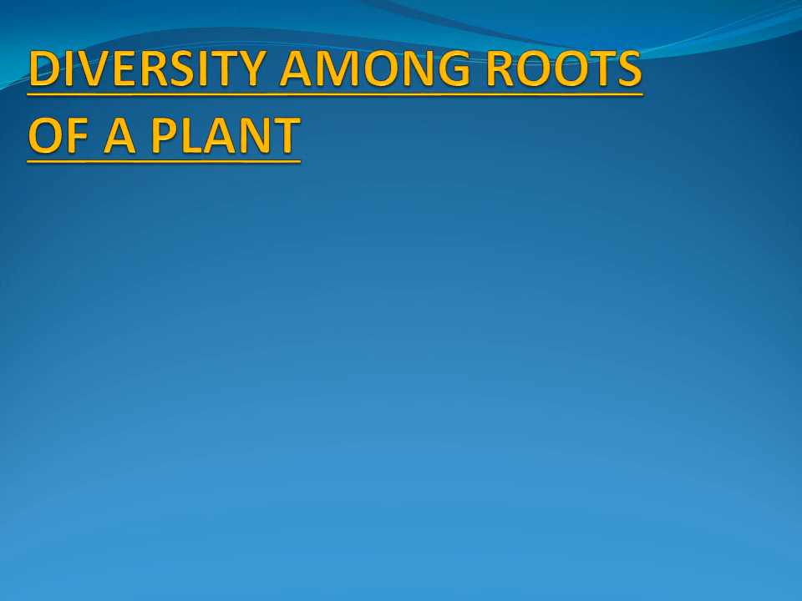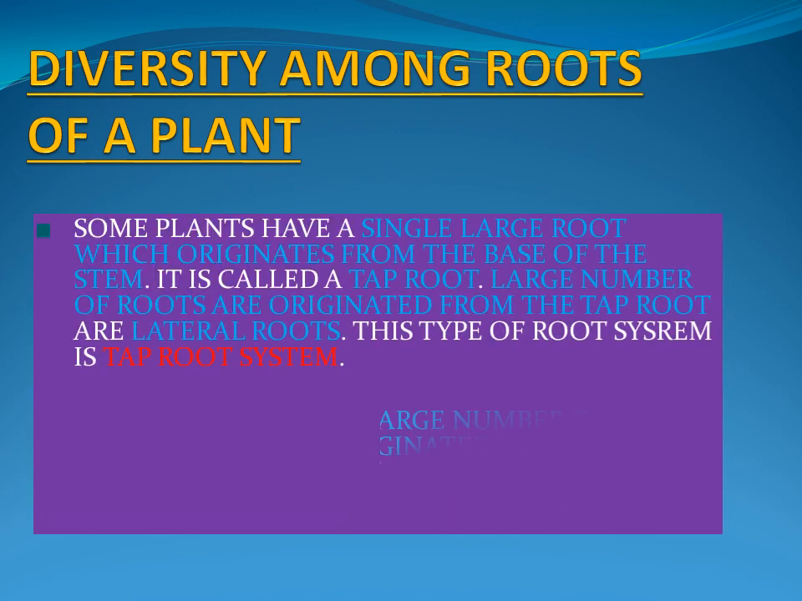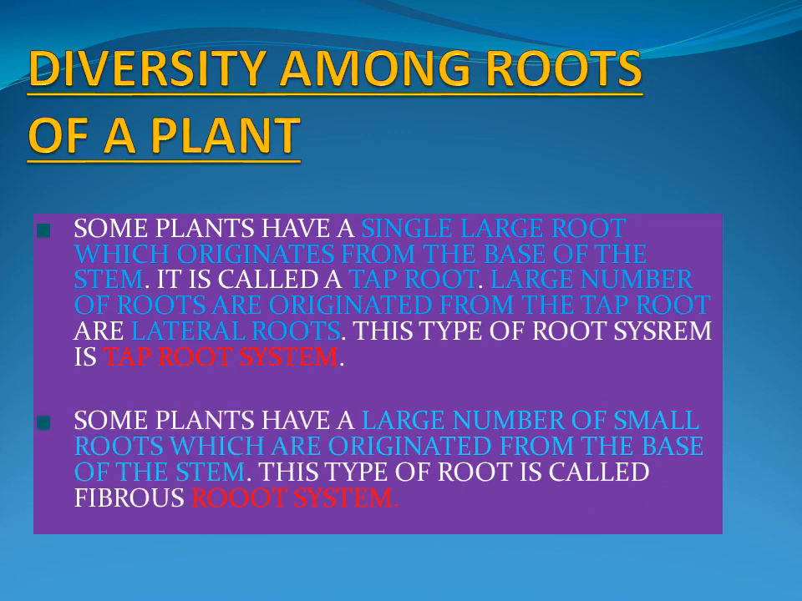So, diversity among roots of a plant. If you are talking about diversity among the roots of a plant, some plants have a single large root which originates from the base of the stem. It is called a taproot. A large number of roots originating from the taproot are lateral roots. This type of root system is known as the taproot system.